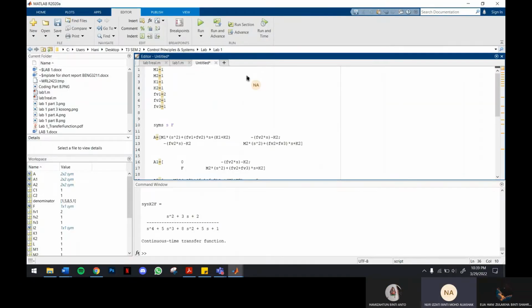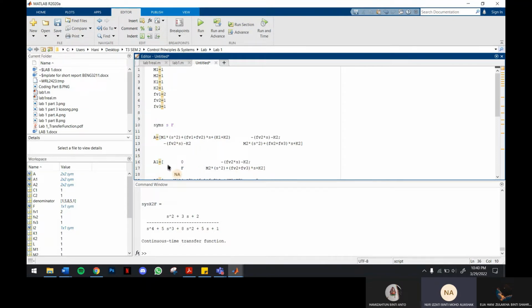Assalamualaikum, my name is Izzati. Now I will explain the MATLAB for part A. First, we declare the values for M1, M2, K1, K2, FV1, FV2 and FV3. After that, we use the command syms to declare the S and F parameters. Then, we write the matrix for A, which is this. This is the Laplace transform equation that we obtained from the diagram, represented in matrix form.